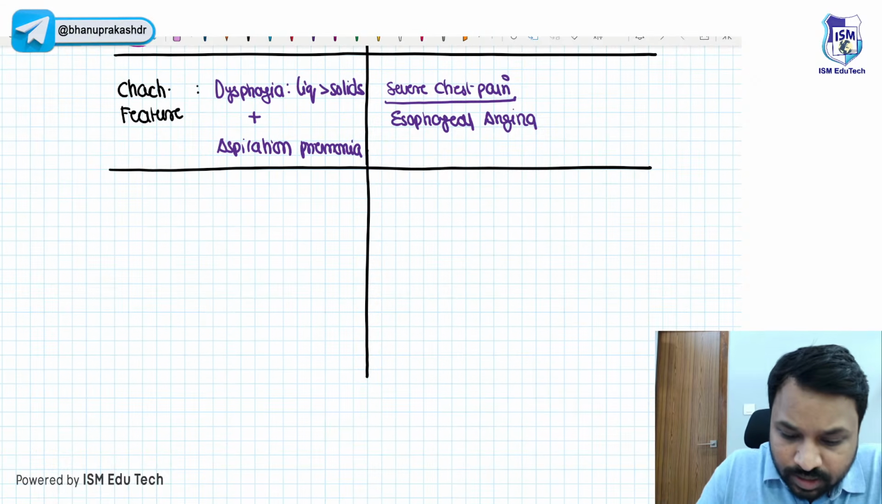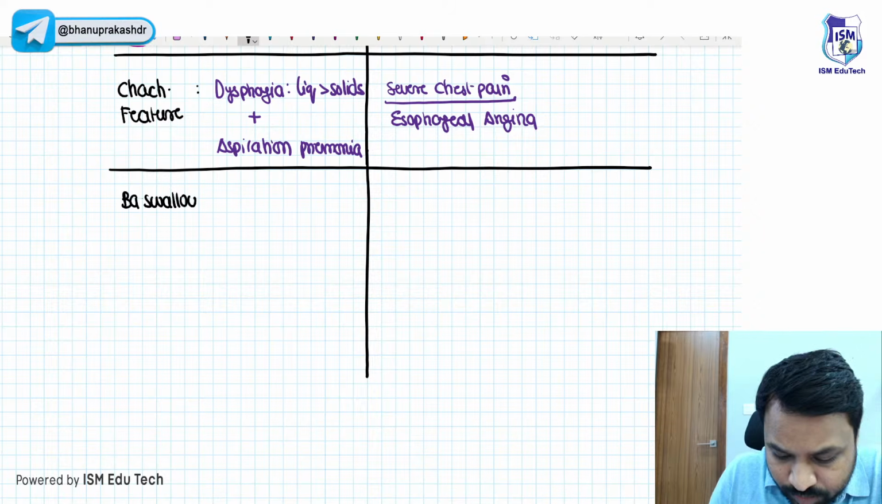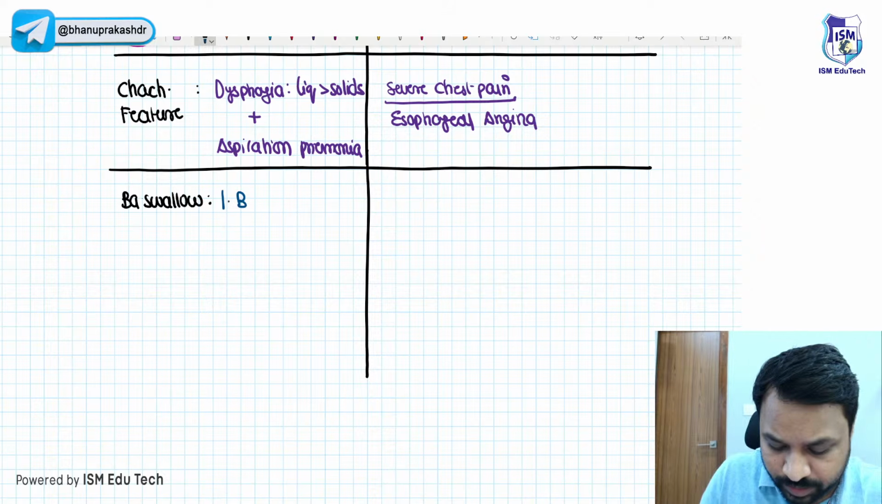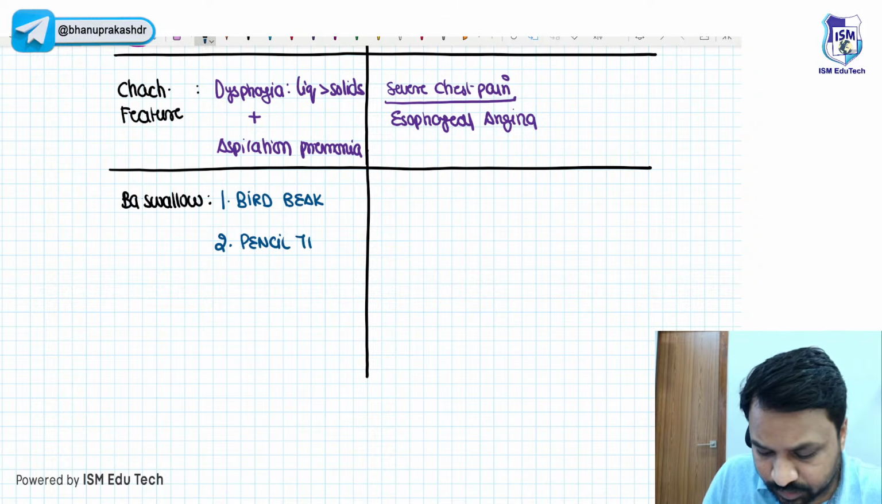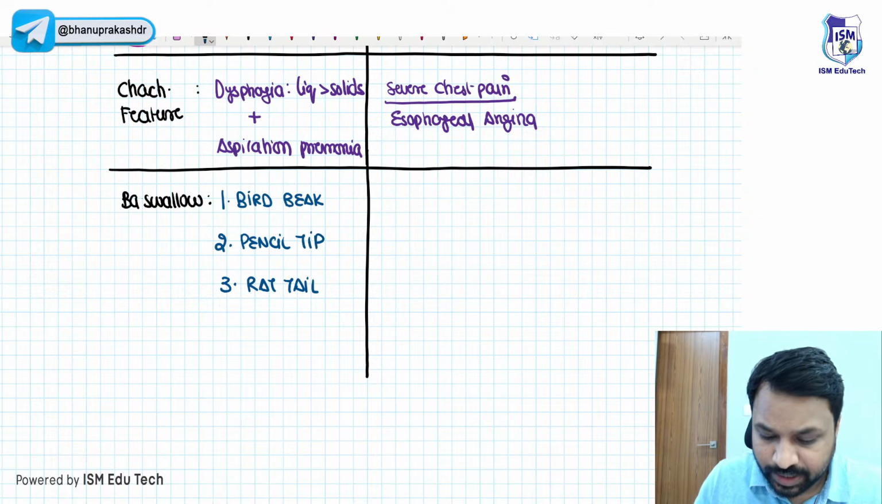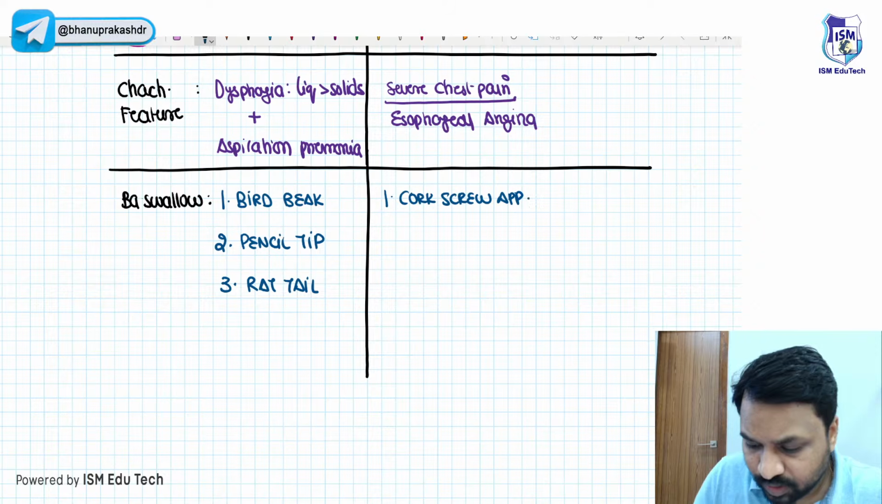Another important thing is their barium swallow findings. When you take the patient for barium swallow, what are the findings that you will see? For achalasia cardia, number 1, there will be a bird beak sign. Number 2, a pencil tip appearance. And number 3, a rat tail appearance. Whereas in diffuse esophageal spasm, the barium swallow shows a cork screw appearance. There will be a rosary bed appearance.